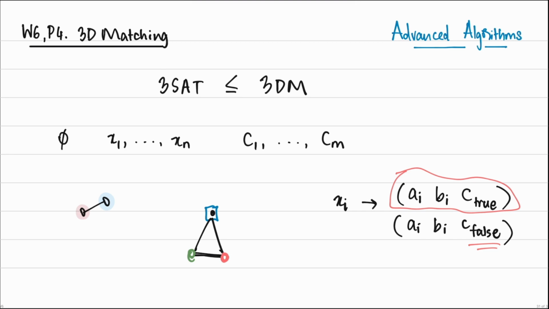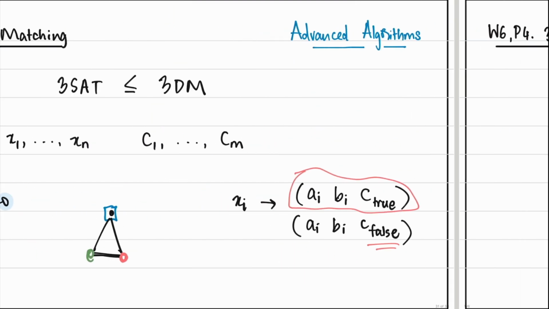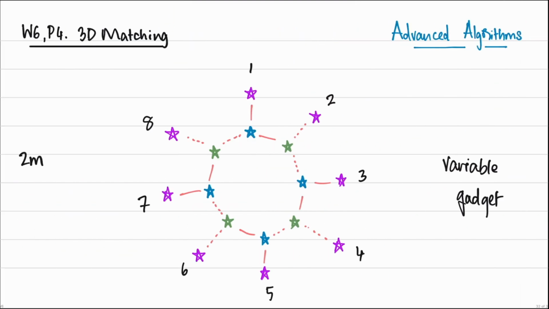We do want these overlapping triples that force you to make some choices, and those choices will dictate whether you've set a variable to true or false. So here is the official construction. This is our variable gadget. It looks like a wheel or a dream catcher thing with 8 spokes on it. In general, if we have M clauses, we're going to create this thing with 2M spokes, and we'll see why in a minute.